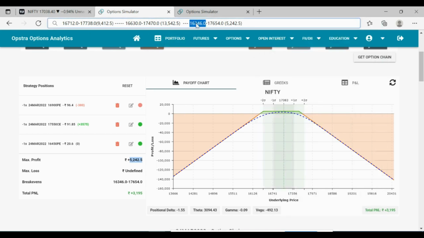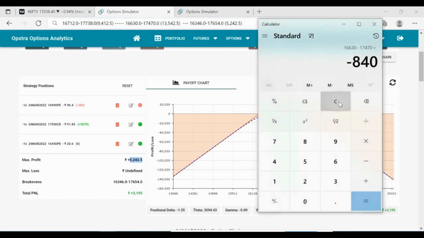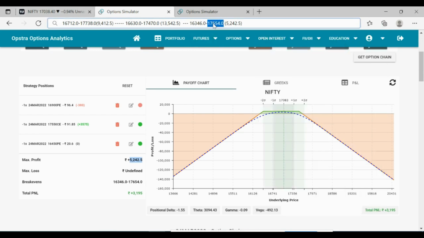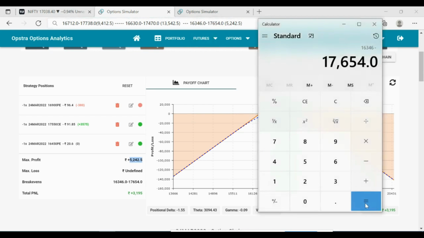Okay, so let's see what range we have by doing the other way adjustments. The second adjustment is what we have done. Now we have a range of 1300, more than the original range. So just by sacrificing 50% of the profit, we have increased the range to 1300.